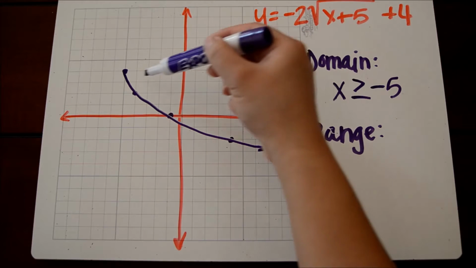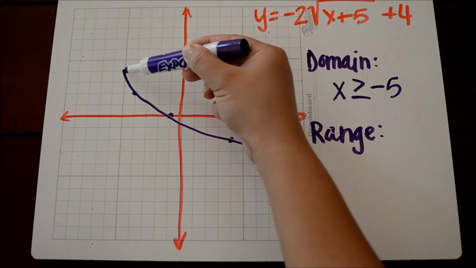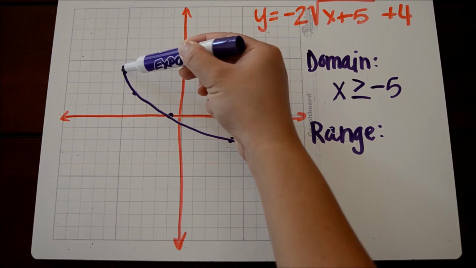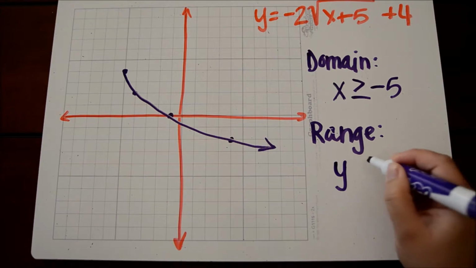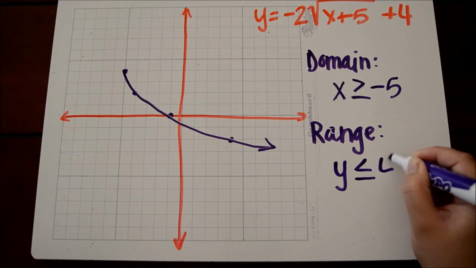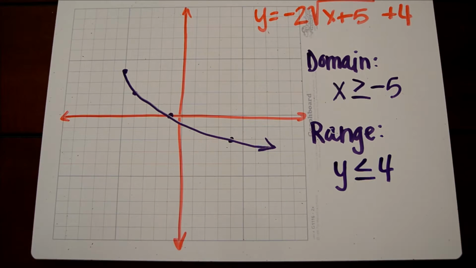Now with our range, we're talking about y values, so we're talking about this boundary here, that's at positive 4, and it's everything below 4. So we're going to say y is less than or equal to positive 4.